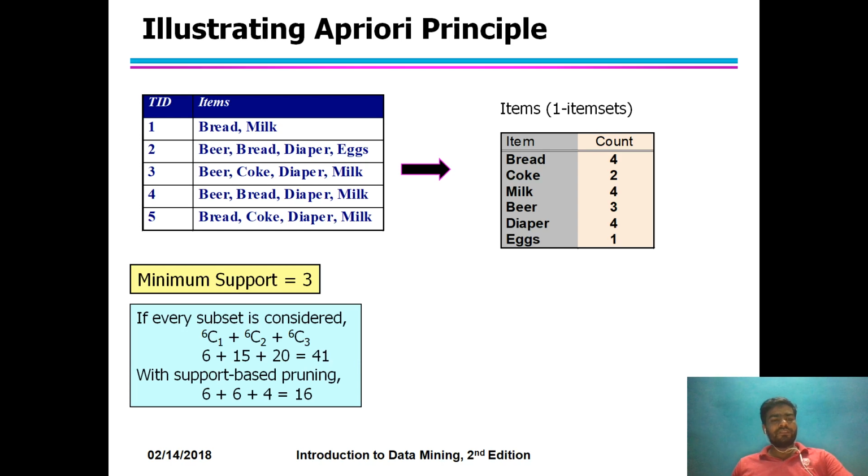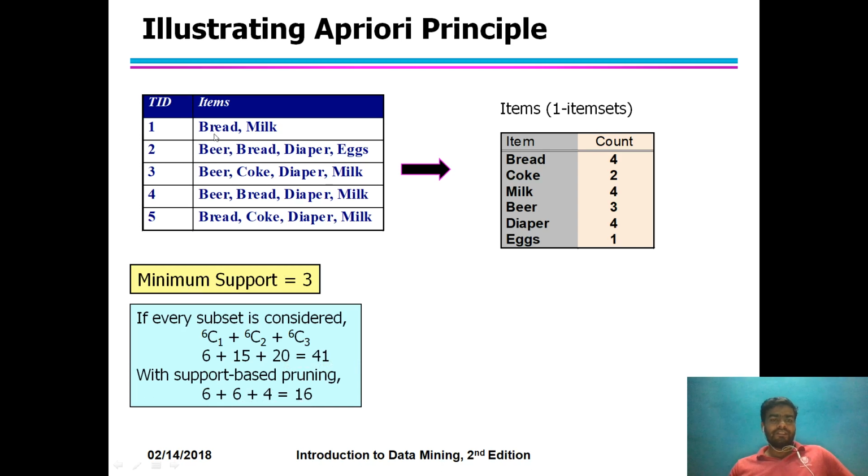Now in this example, if every subset is considered, then 6C1 plus 6C2 plus 6C3, that will be 6 plus 15 plus 20, which is equal to 41. Now if we apply support based pruning, it will be just 6 plus 6 plus 4, which is equal to 16. How is it? We have taken minimum support equal to 3 here.